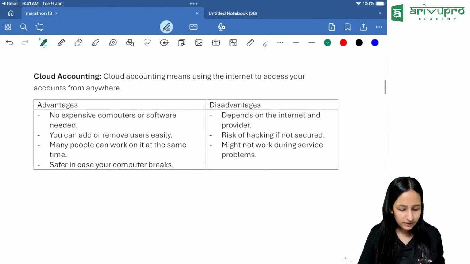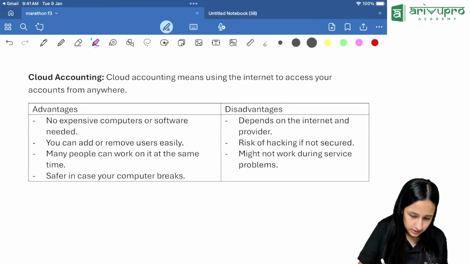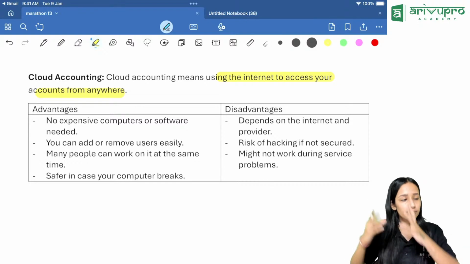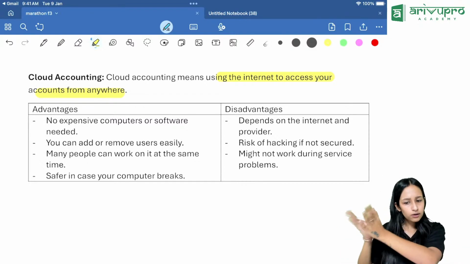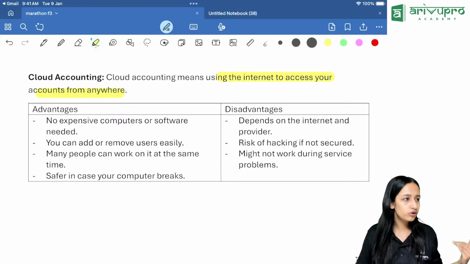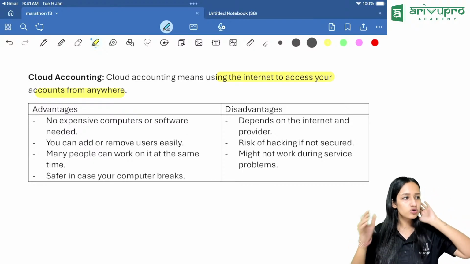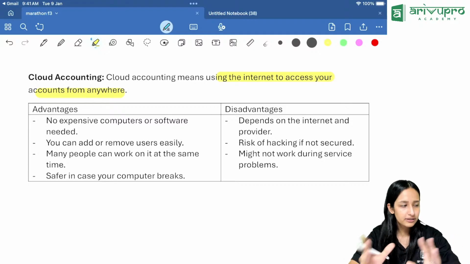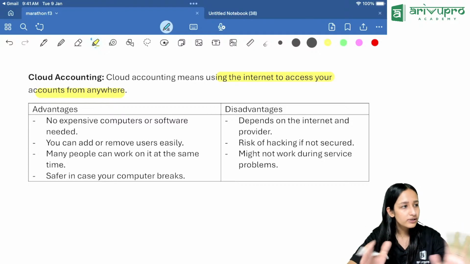Now cloud accounting, this is very simple. We'll just skim through it once. Cloud accounting means using the internet to access your cloud from anywhere. You know what is cloud, right? Whenever you're using Instagram, you're uploading the photo somewhere, right? So that is cloud software. In Instagram, cloud software. Google Photos, cloud software. Everywhere it is stored somewhere. You'll give in your Gmail account or whatever, it will get stored somewhere, right? You don't have it in your device, but somewhere in the cloud it is still there.